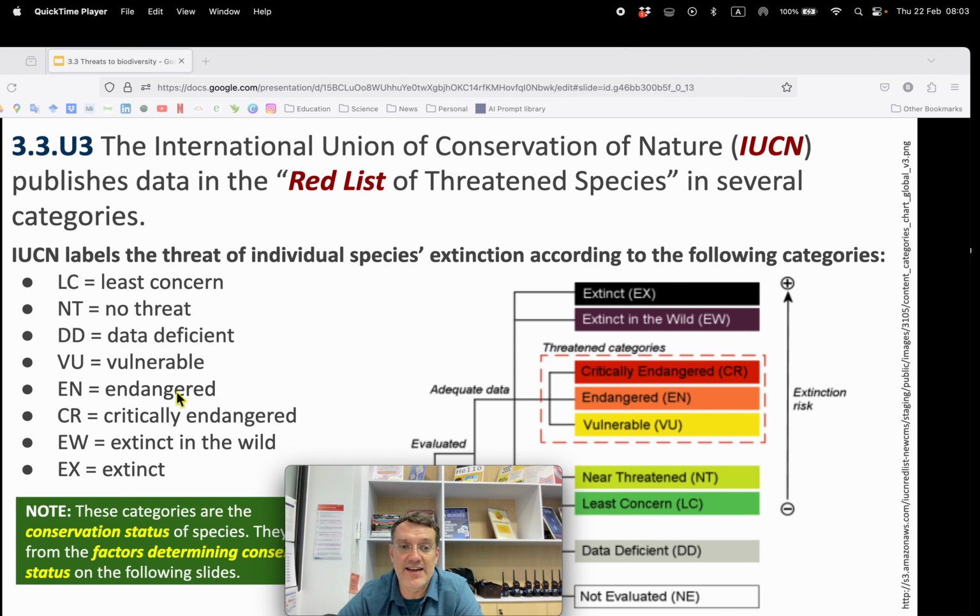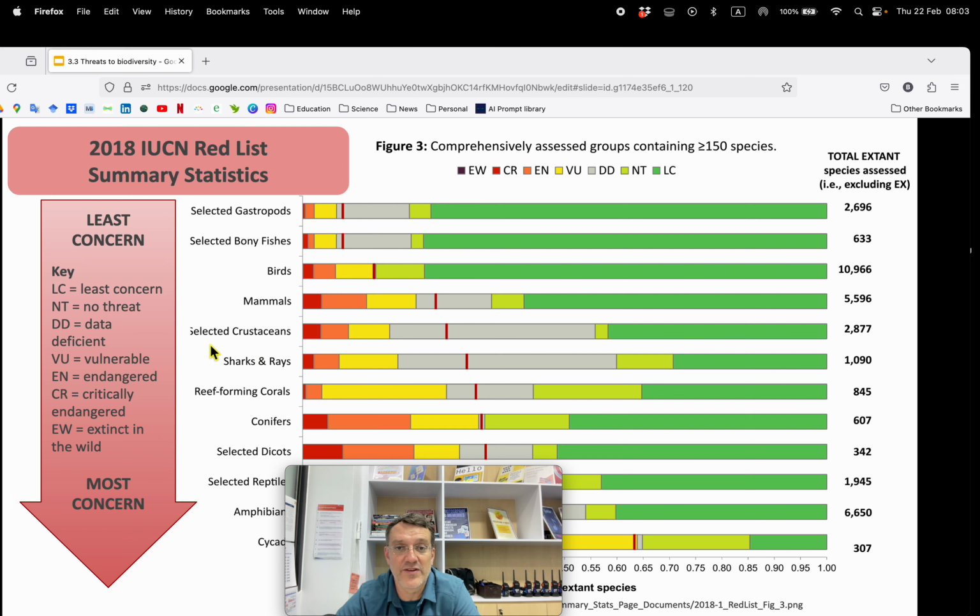Critically endangered, endangered, and vulnerable are all considered threatened. You can see those here, red, orange, and yellow. So as we go down the list on the left or up the list on the right, the risk of extinction increases. What are the factors that go into that?